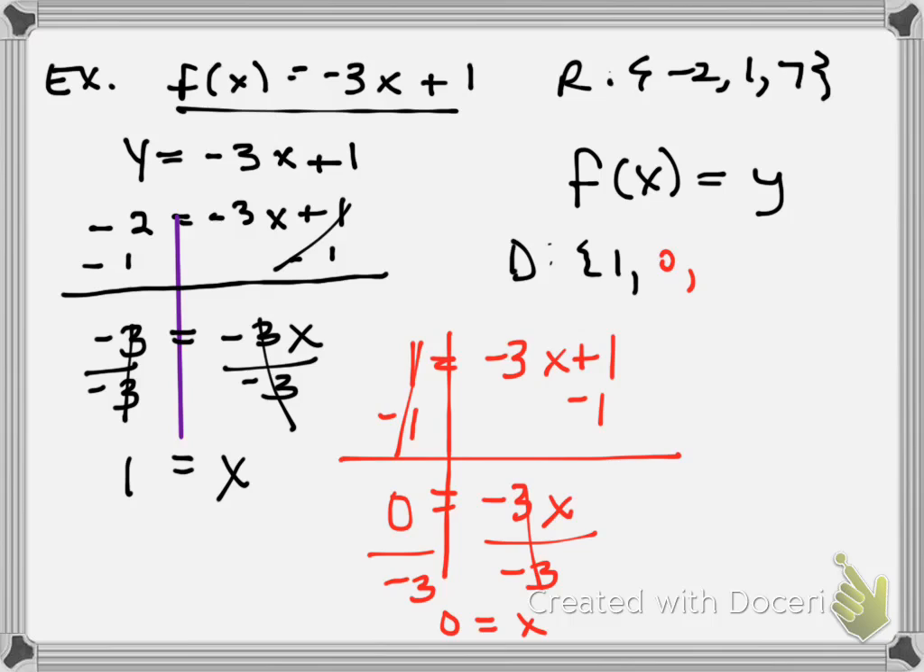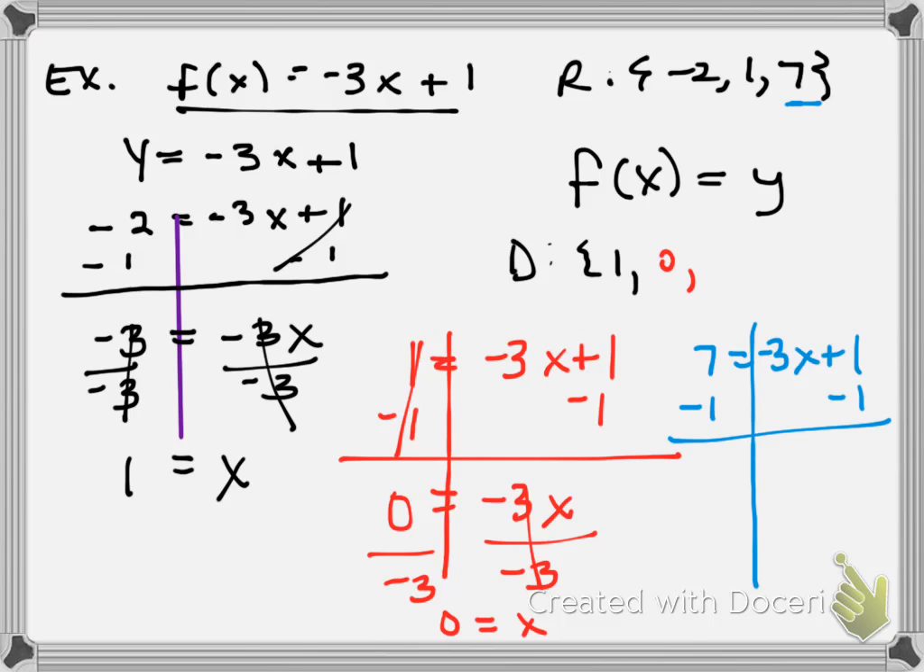So what do I do now? 7 equals -3x plus 1. Where'd you get the 7? Oh, yeah, so now I'm working on this number, right? You subtract the 1. I subtract the 1 from both sides.